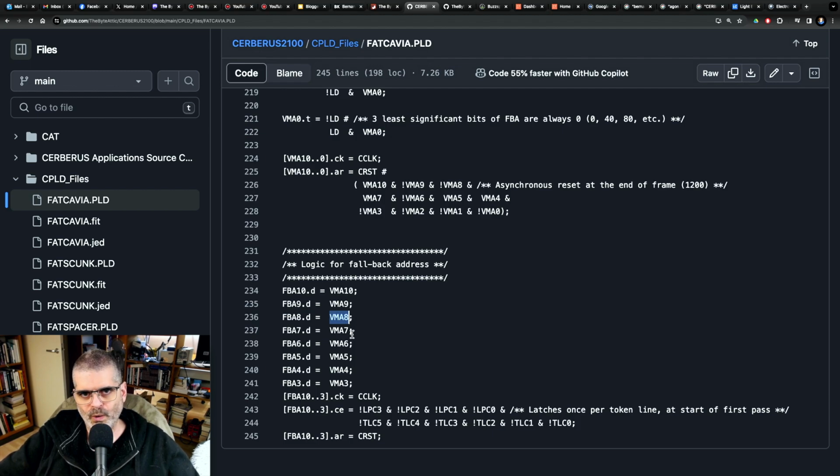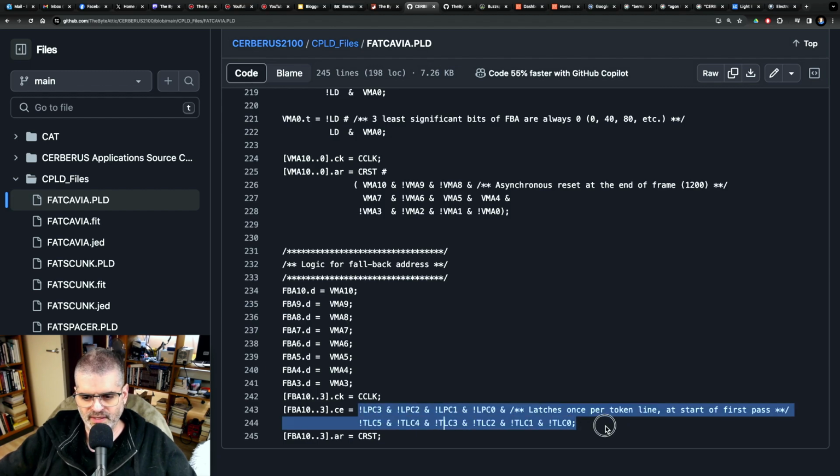The question is, when do you latch it? Well, you latch it in the beginning of each line, right? That's the fallback address. The fallback address is the beginning of each line, because that's what you have to go back to when you finish scanning the line. All right. And how do you know what moment that is? Well, it's written right here. It latches once per token line at the start of the first pass.